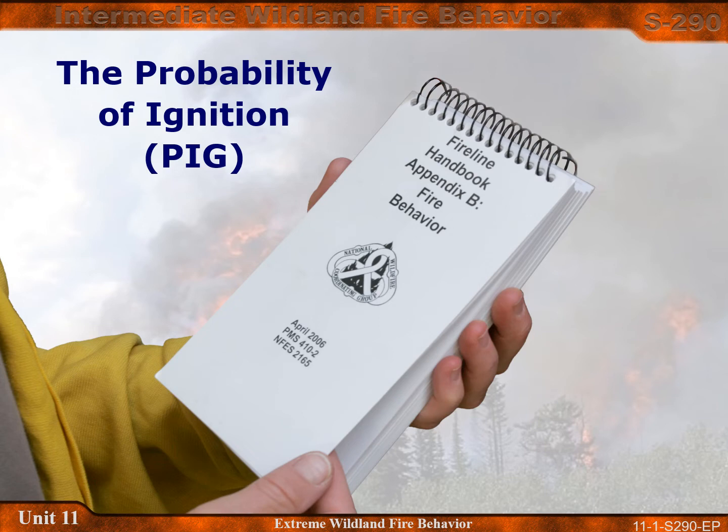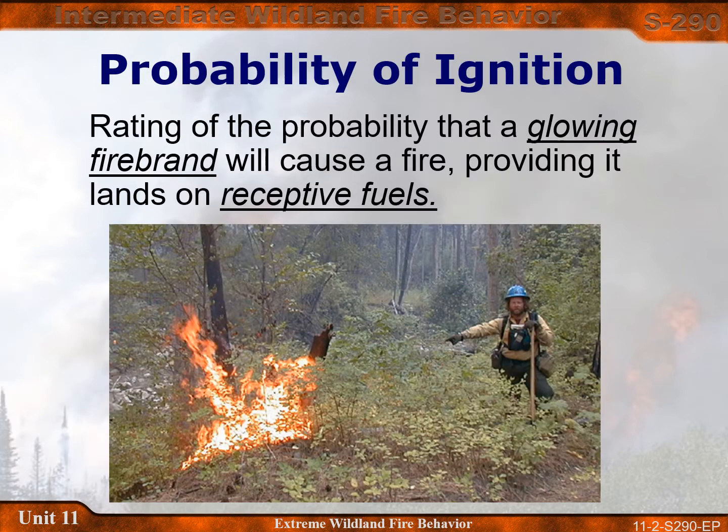In this video, we will learn how to use the Fireline Handbook, Appendix B, to determine the probability of ignition. Probability of ignition is a measure of the chances that a hot glowing ember, if it crosses the fire line and finds a receptive fuel bed, will start a spot fire. A receptive fuel bed means continuous fine dead fuels that are available to burn.